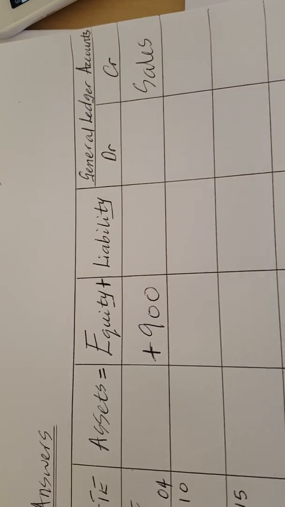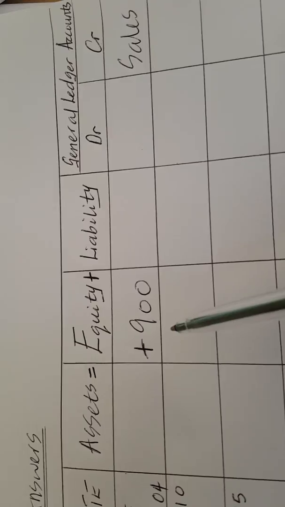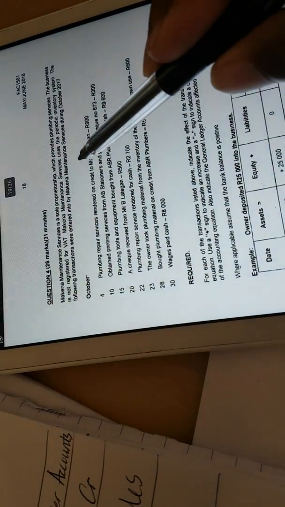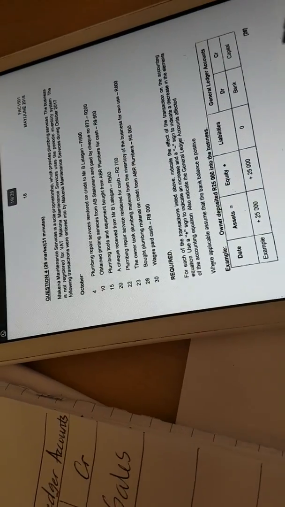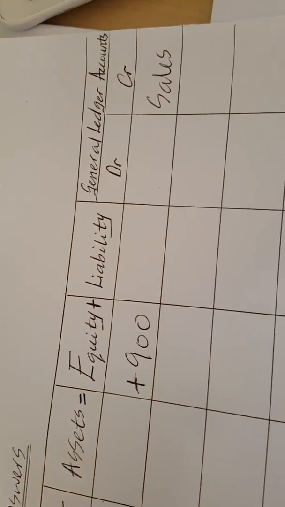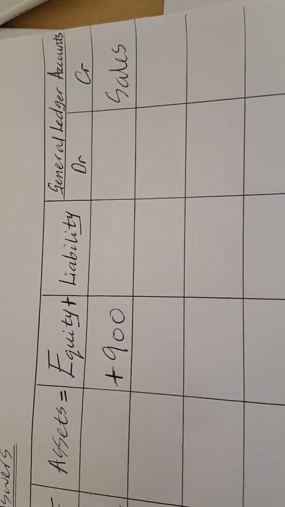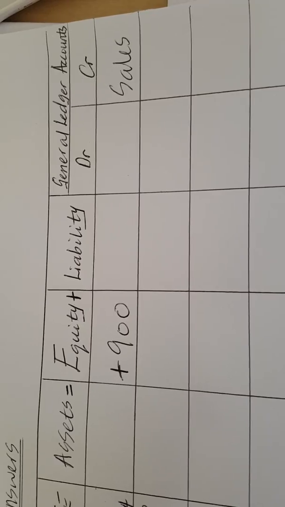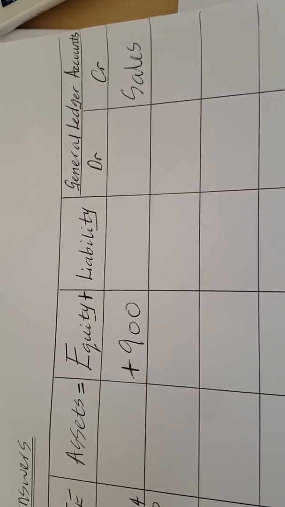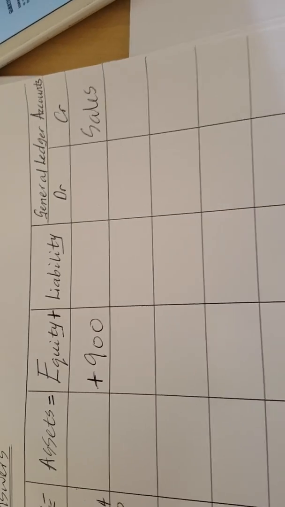And then this service which was rendered, it was on credit. Look here, they rendered a service on credit. So when you render a service on credit, it means someone is owing you. And remember, the person who owes you is your debtor. So once they owe you, you're going to record whatever amount they are owing you in your debtors control account.